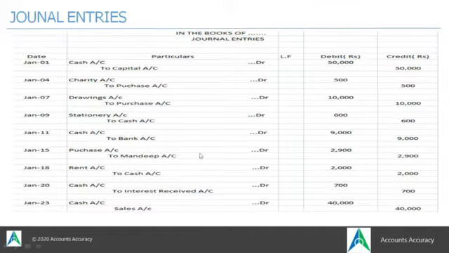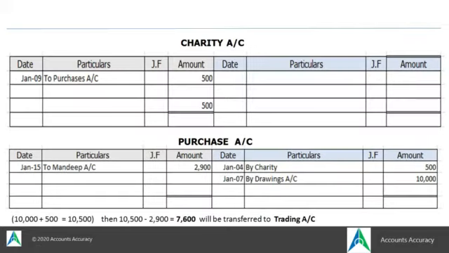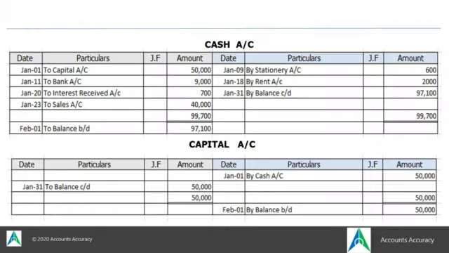Next to that, again cash related journal is rent account to cash account. Here also you will write it as by rent. You can see here in the cash account ledger, you have written January 18, by rent account 2000. Now all the posting related to cash has been done from journal to ledger. As we have posted all the accounts, at last what you have to do? You have to do totaling of the amount column of both sides.